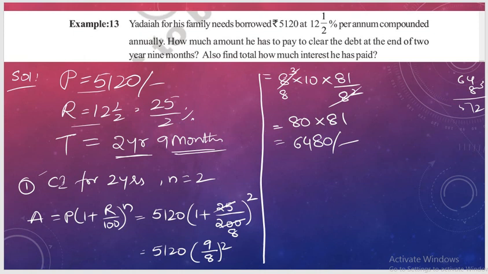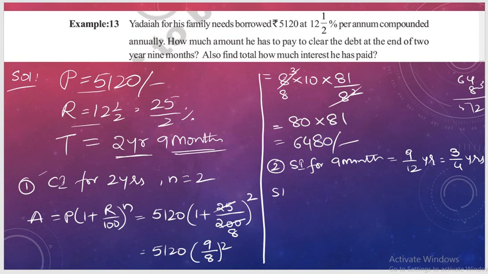Right? From this I can calculate the compound interest now. Compound interest is equal to amount minus principal. After that we will see this. Next, what is simple interest? The second step is simple interest for 9 months. What is meant by 9 months? 9 months means 9 by 12 years, which means 3 by 4 years.